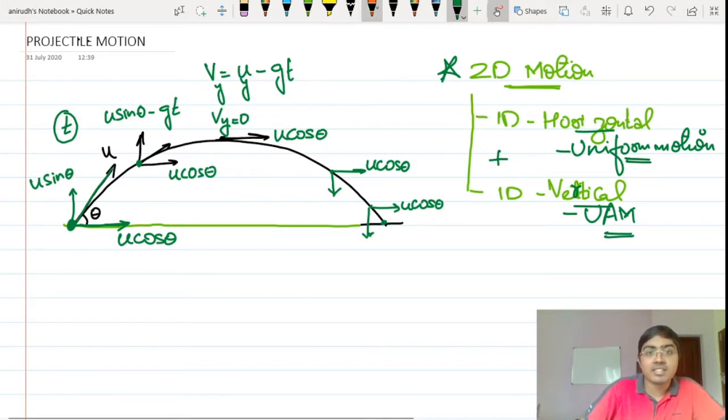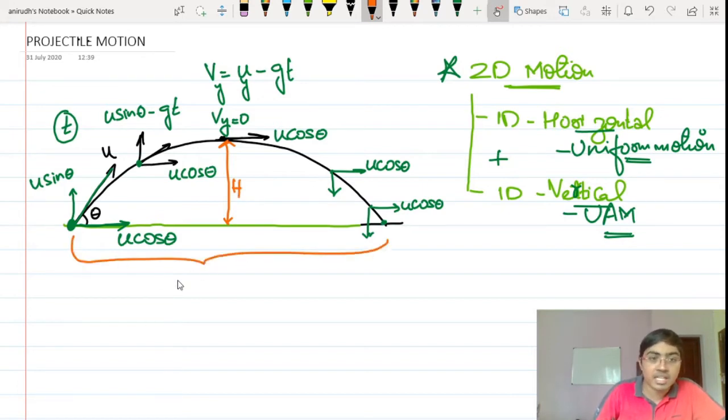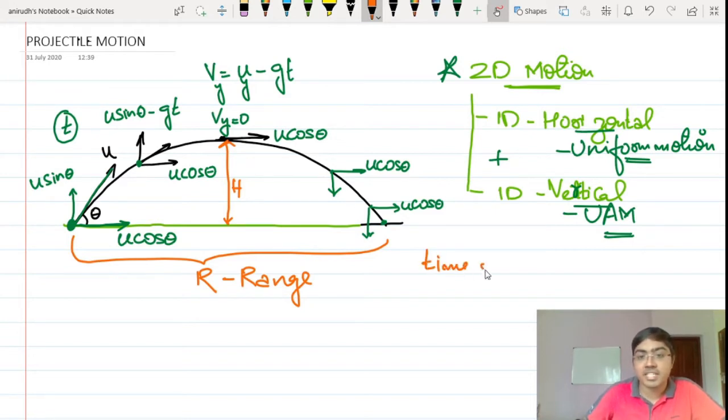Now we have to define certain things over here. This much height is the maximum height covered by the projectile. I will denote it as h. This is the distance covered by the projectile in the horizontal direction. I will call this r, the range of the projectile. The time taken to cover the entire trajectory is called the time of flight.